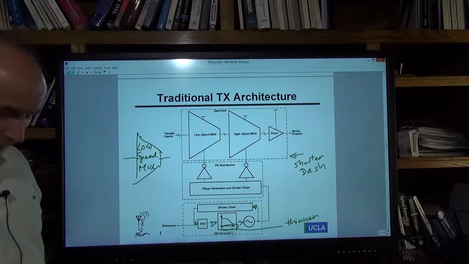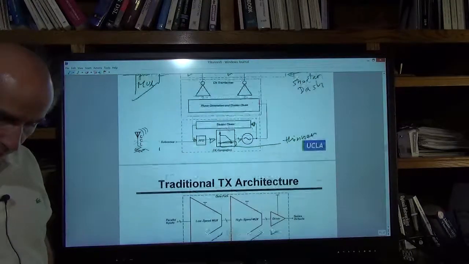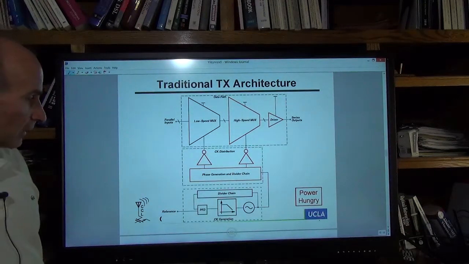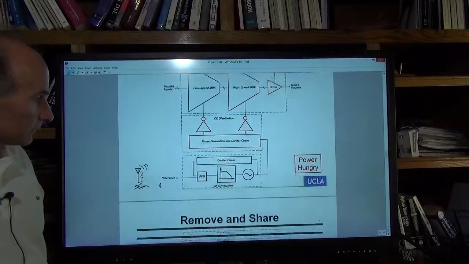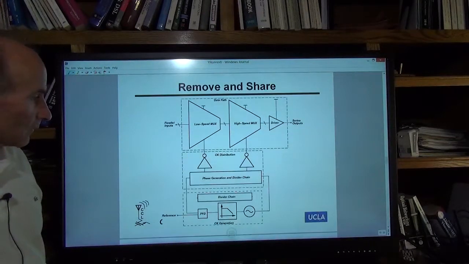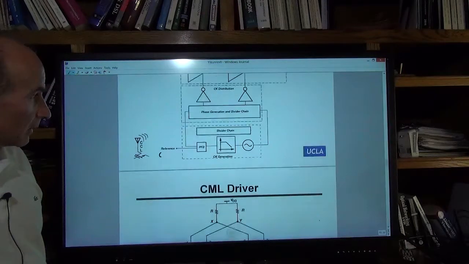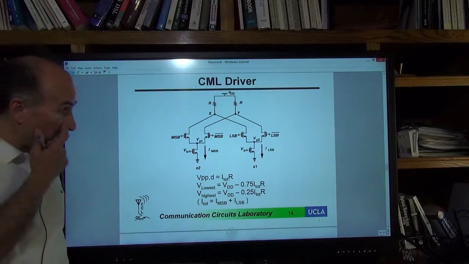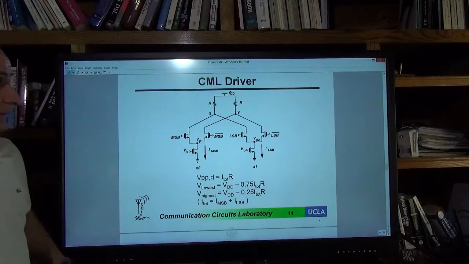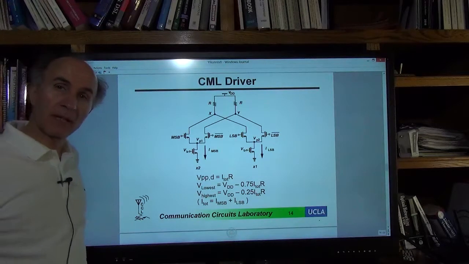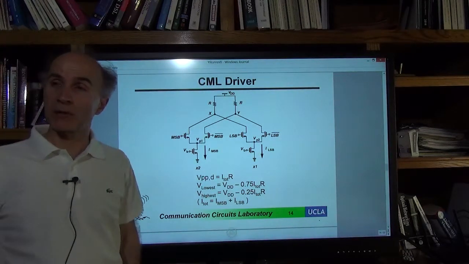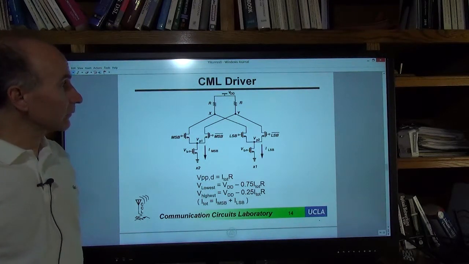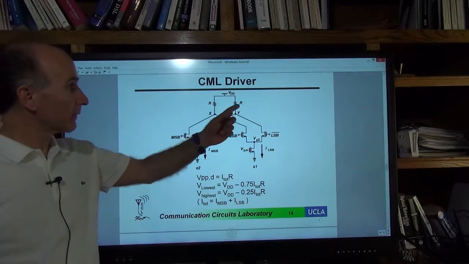Okay, one more thing that I wanted to show you. Well, I guess it will come back later. All right, so same situation here. Okay, all right, so let's talk about this CML driver. Okay, here we are going to the circuit level and want to make sure that our circuits are drawn nicely. All right, so we're going to start with these resistors.